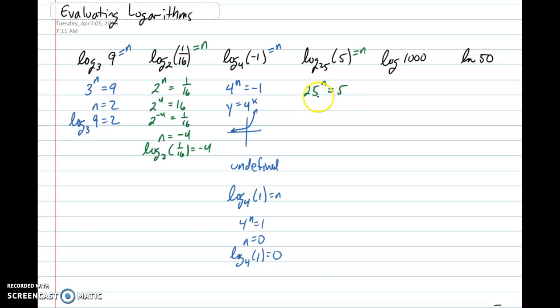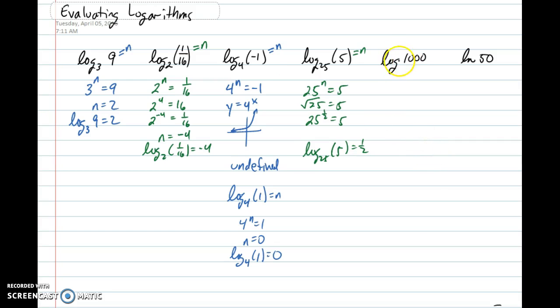But remember that 5 is the square root of 25, right? And a square root is the same as raising something to the 1/2 power. So n is 1/2, so the log base 25 of 5 is going to be 1/2. That means take the square root.